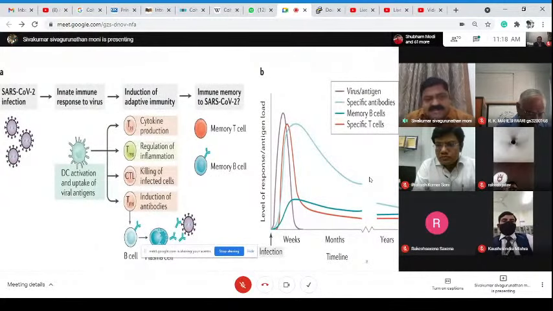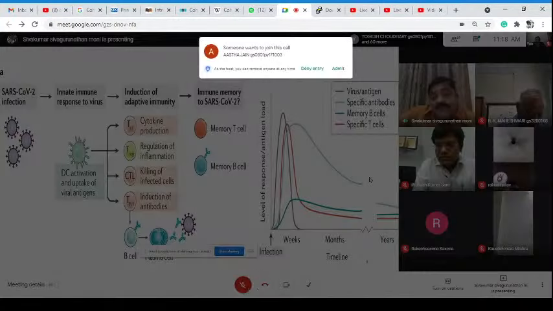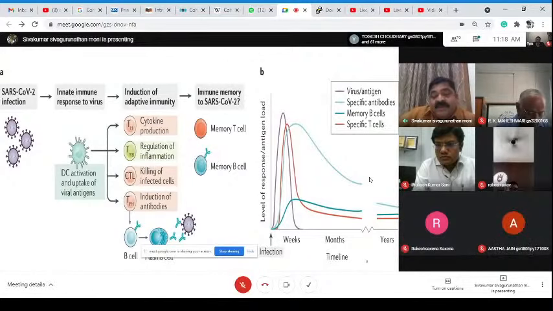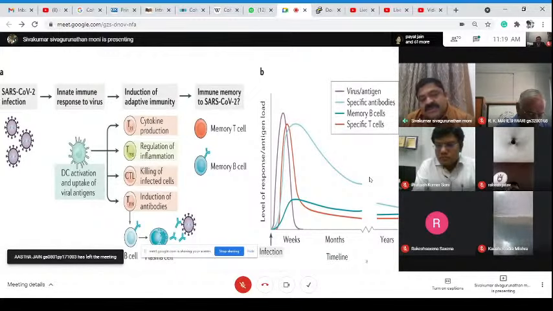Initially, when the virus enters the system, innate immune cells will be aggravated, especially dendritic cells and macrophages, which release cytokines. Regulation of inflammation is highly dependent upon the regulation of T regulatory cells, that means suppressor T cells. The main concept here is killing of infected cells by CTL, that means cytotoxic T lymphocytes. Of course, follicular T cells, which are subsets of CD4 cells, are also involved, and are responsible for the specific antibody titer.